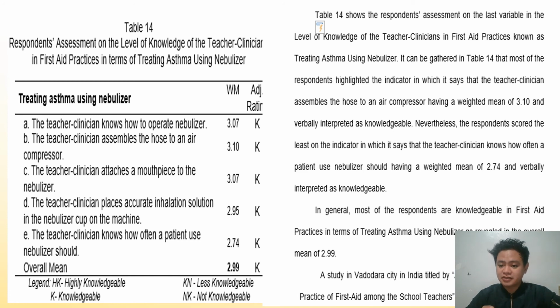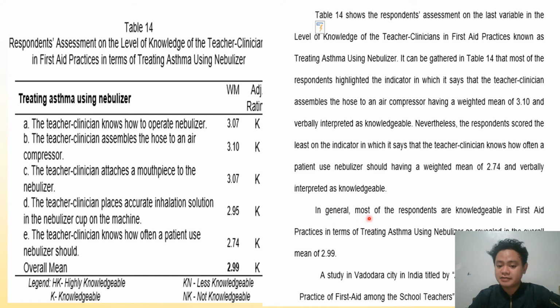So, if you notice here, what is interpreted is only the highest weighted mean. So, it can be gathered in Table 14 that most of the respondents highlighted the indicator which says that the teacher clinician assembles the hose to an air compressor, having a weighted mean of 3.10. If you notice, 3.10 is the highest weighted mean. So, in interpreting the weighted mean, whatever is the highest, that is where we start. And then, of course, from highest to lowest.